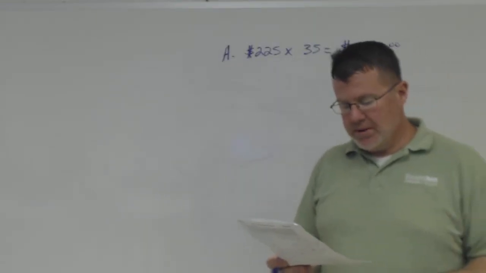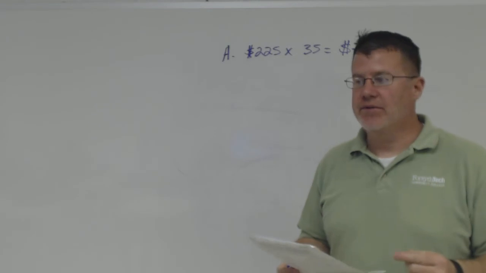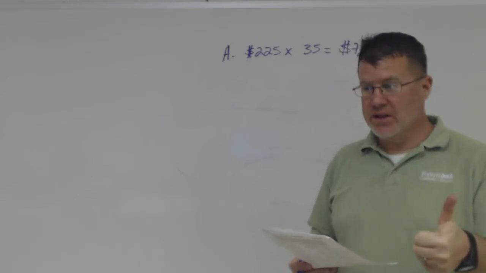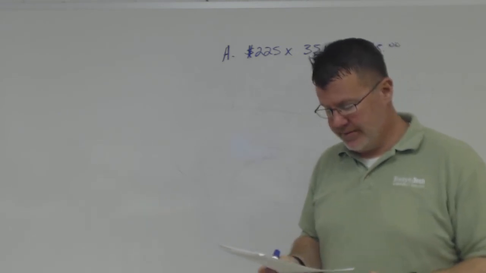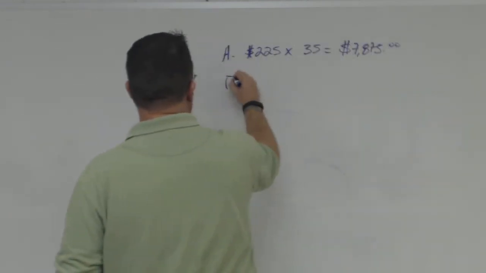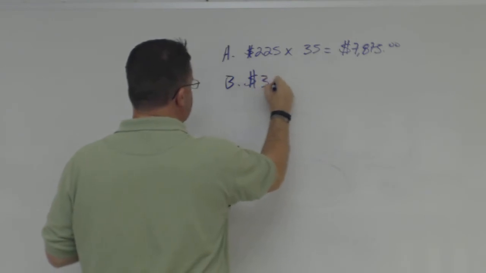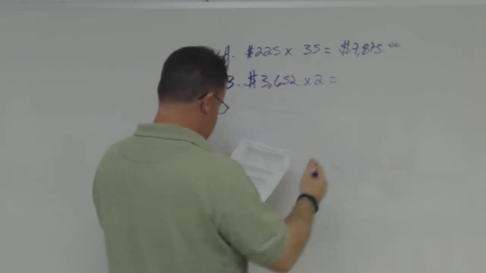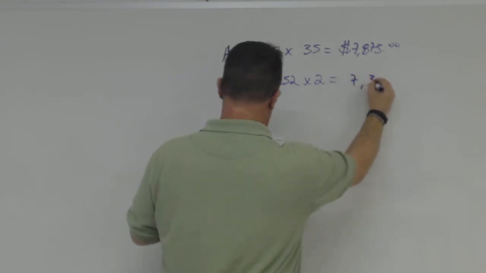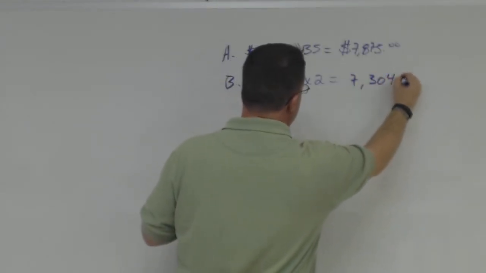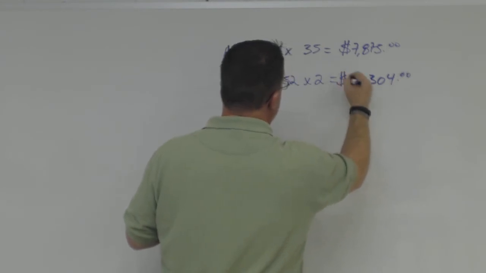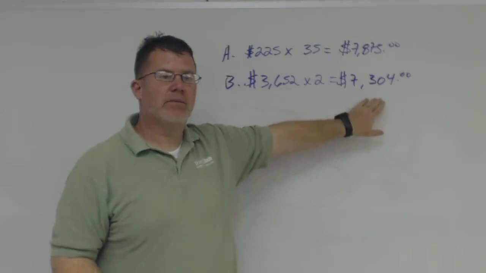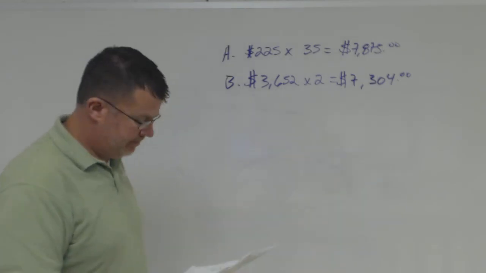Option B, two payments of $3,652. $7,304. That's for unlimited clearing. So B, $3,652 times two payments. It's $7,304. So we're already cheaper here for the property management company.